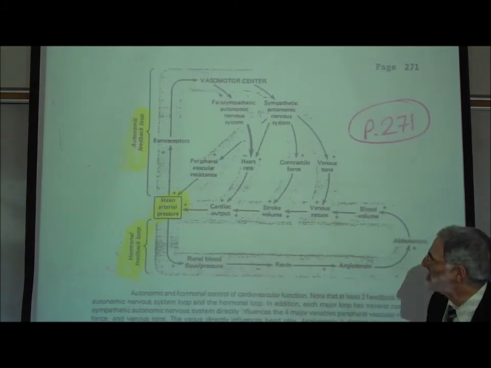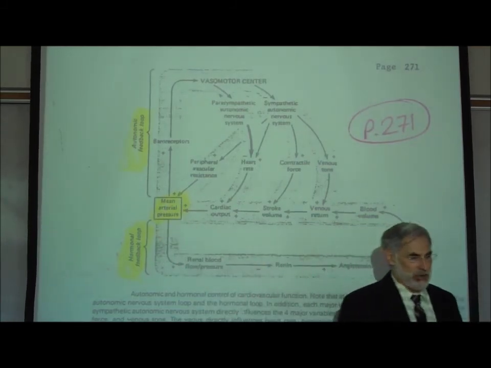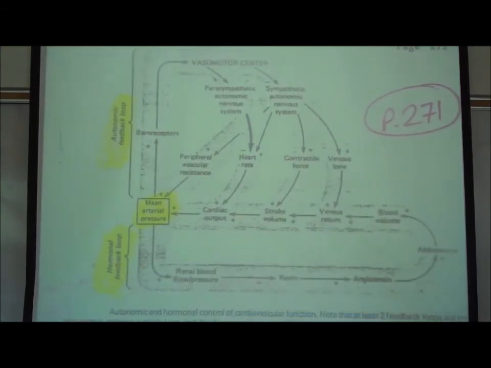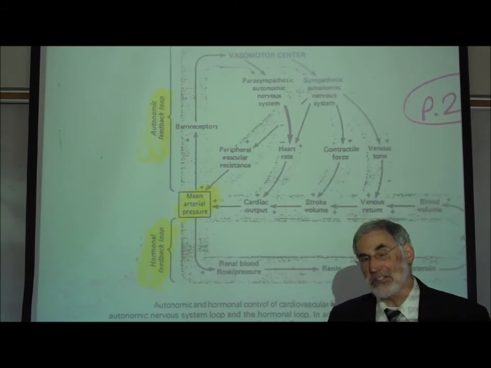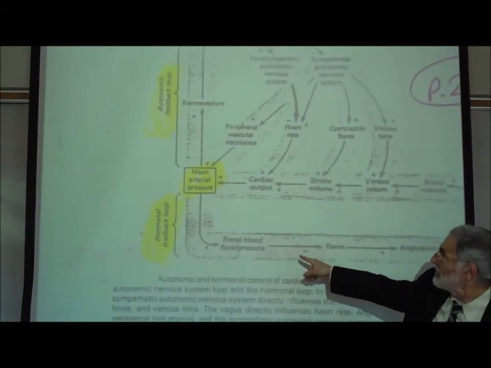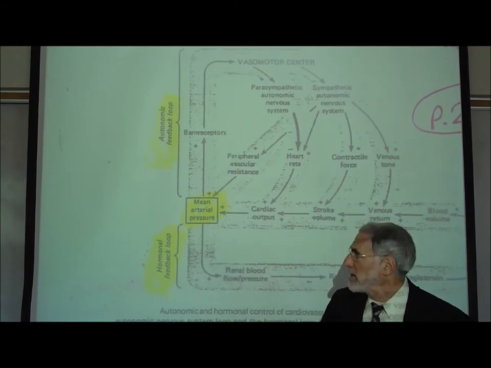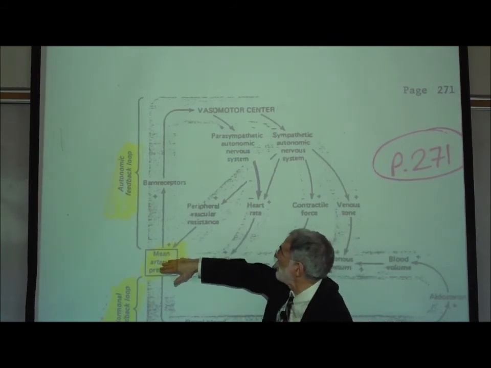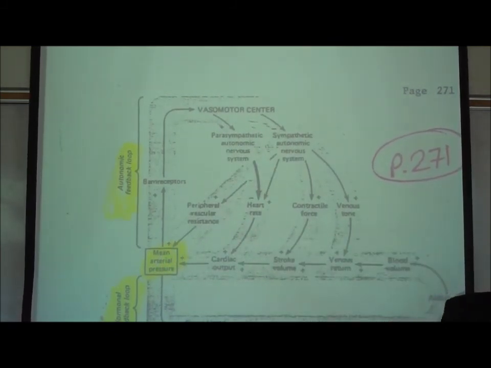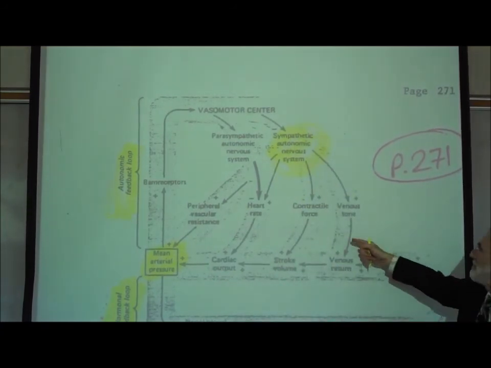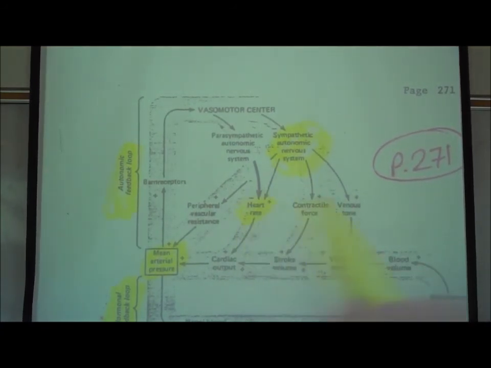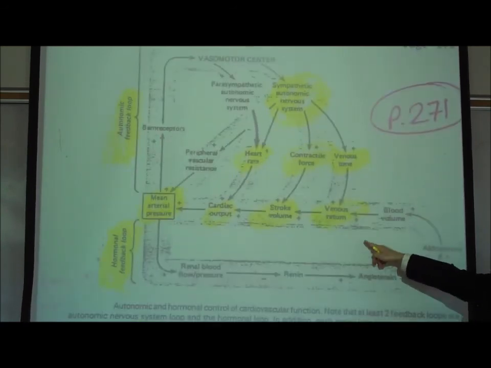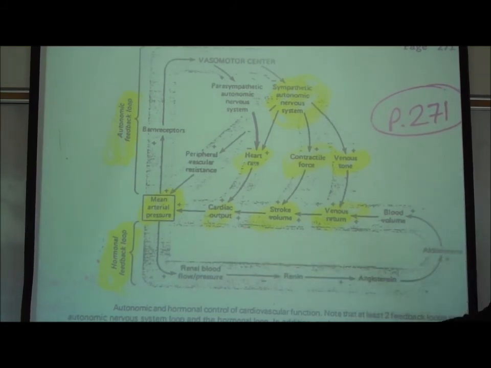So we see on page 271 that in order to maintain the arterial blood pressure, there are both homeostatic reflexes involving the nervous system, that's the baroreceptor reflex, and there are also hormonal reflexes to maintain the blood pressure. In the case of the baroreceptor reflex, whenever the blood pressure drops, that activates the sympathetic autonomic motor neurons. The sympathetic autonomic motor neurons cause an increase in heart rate and an increase in myocardial contractility and vasoconstriction, and all of these have the effect of increasing venous return, increasing stroke volume, increasing cardiac output.